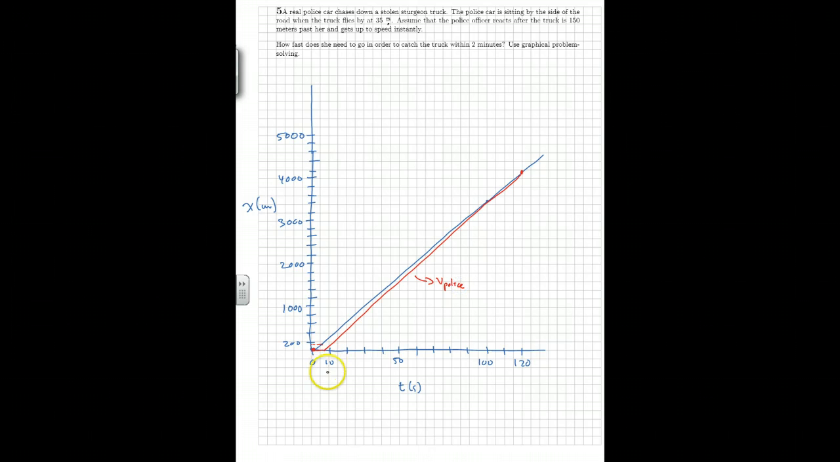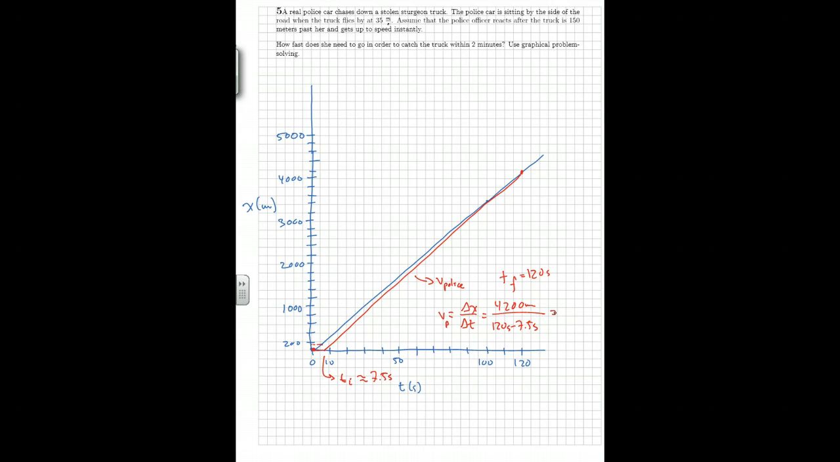So I can look at the time interval. Well, the catch we know is at 120 seconds. Looks like the initial time is about 7.5 seconds. Okay, and the displacement looks to be about 4,200 meters. So the V for the police is delta x over delta t, which is the slope of that line, 4,200 meters over 120 seconds minus 7.5 seconds.